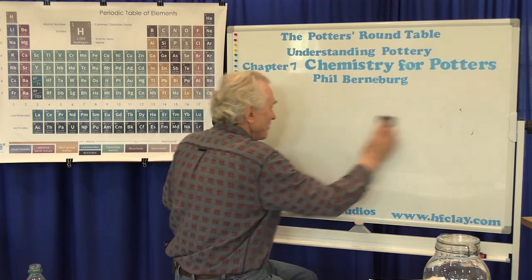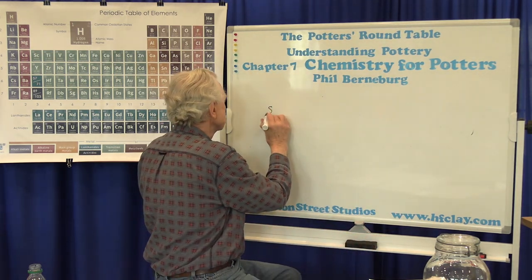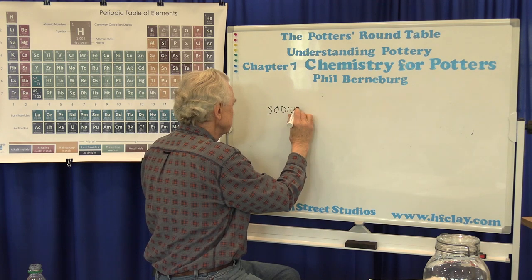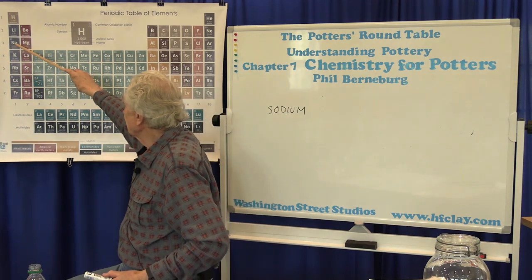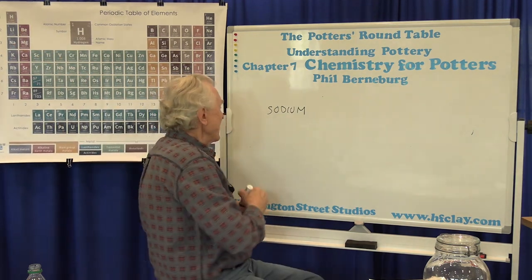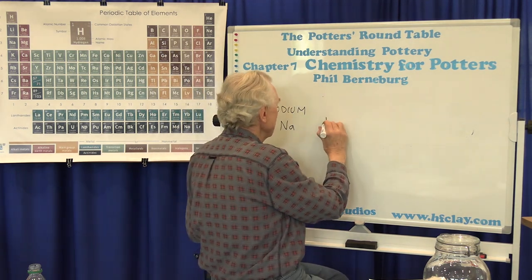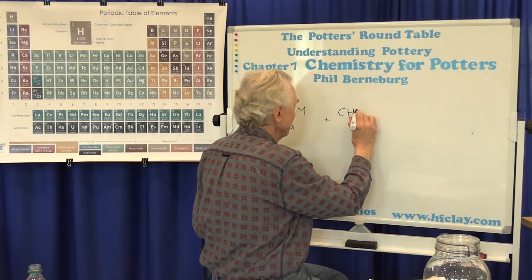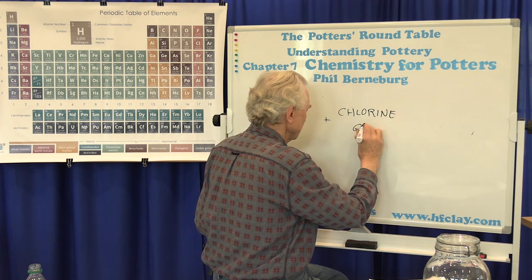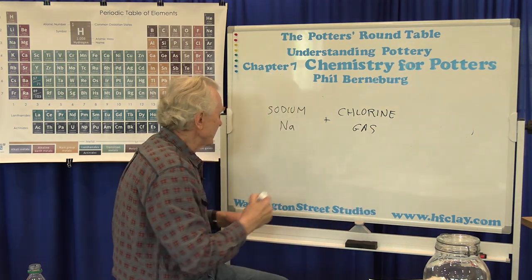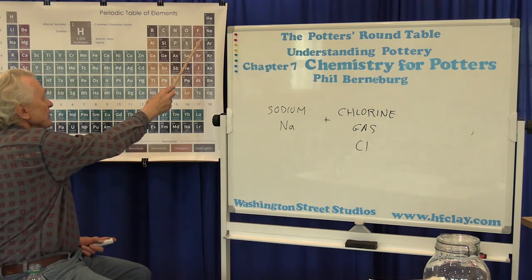If I take sodium metal, which is here on the periodic table, and the symbol is Na, and I combine that with chlorine gas, the symbol is Cl, and that's all the way over here on the periodic table.